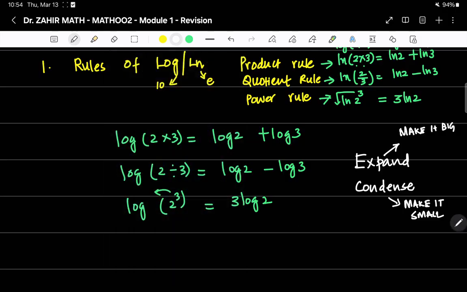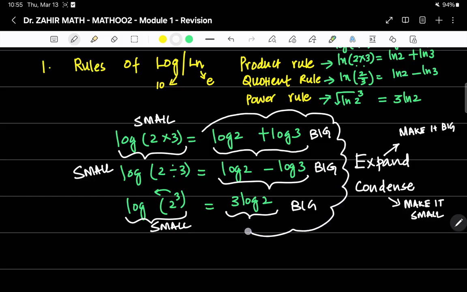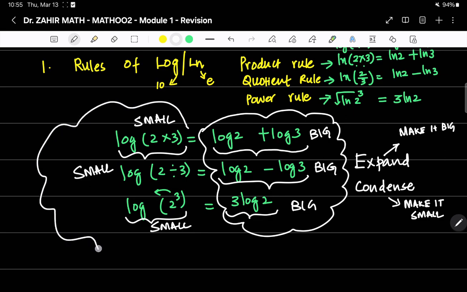Just look here. This one is big, and this is small. Look here, this is big and this is small. And look here, this is big and this is small. So when a question comes, expand or condense: when it says expand, keep in mind the right-hand side, the bigger part. When the question says condense, remember the left-side part.